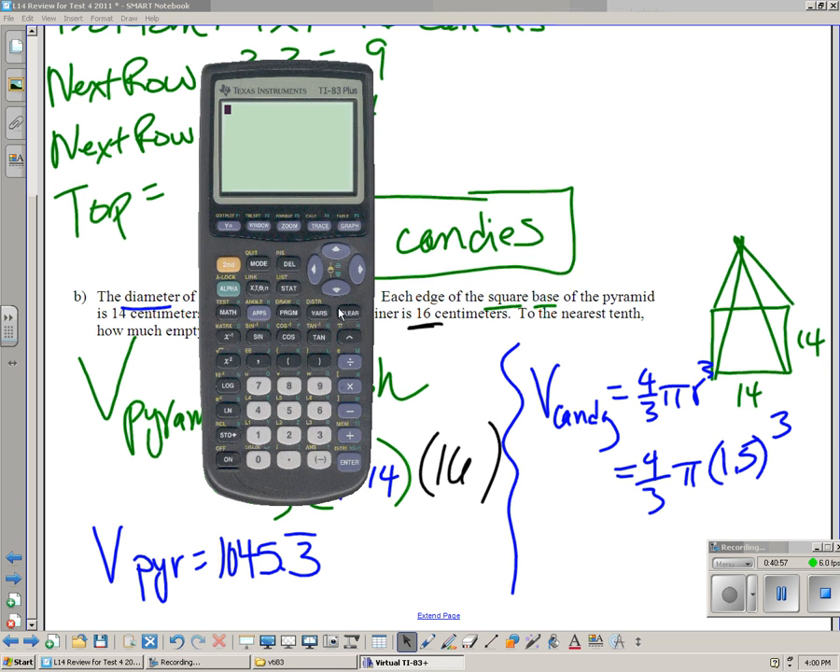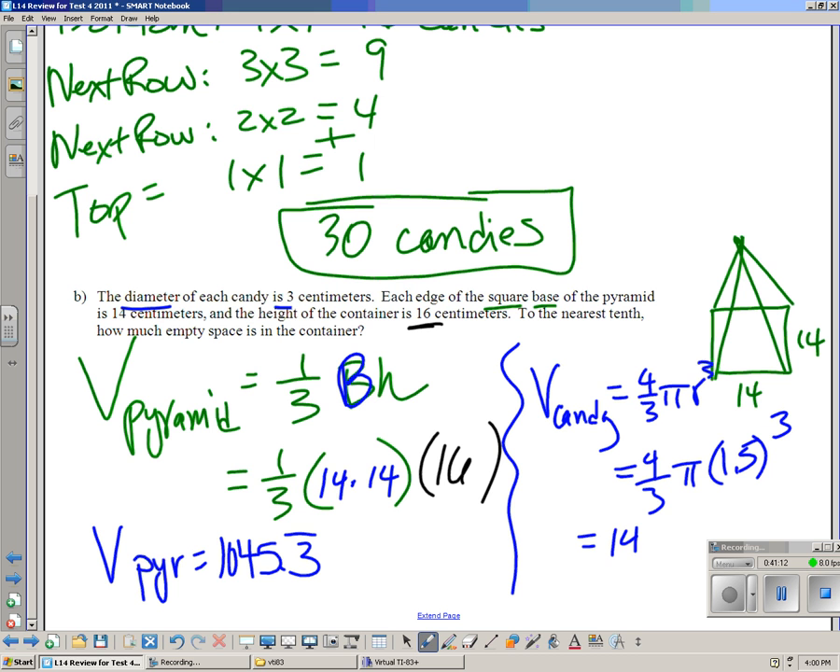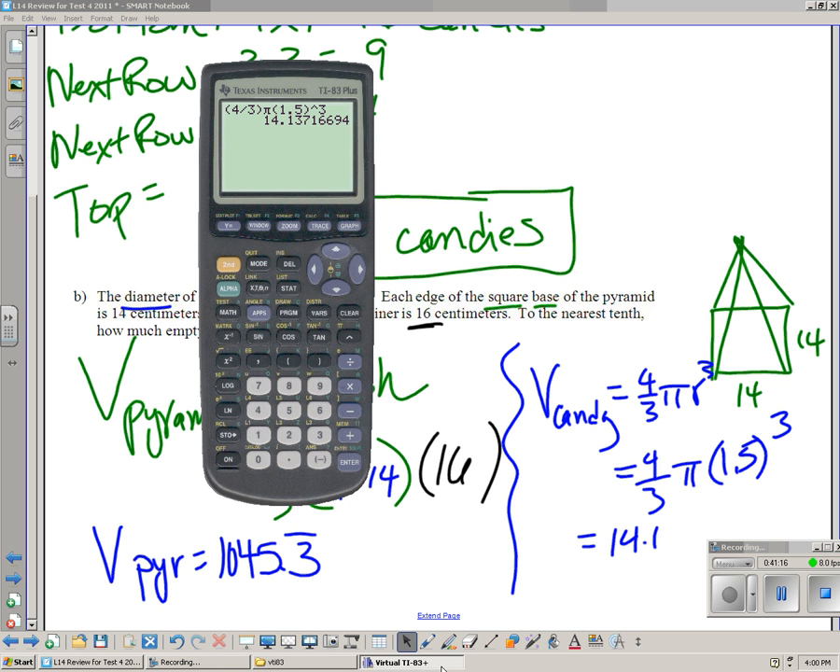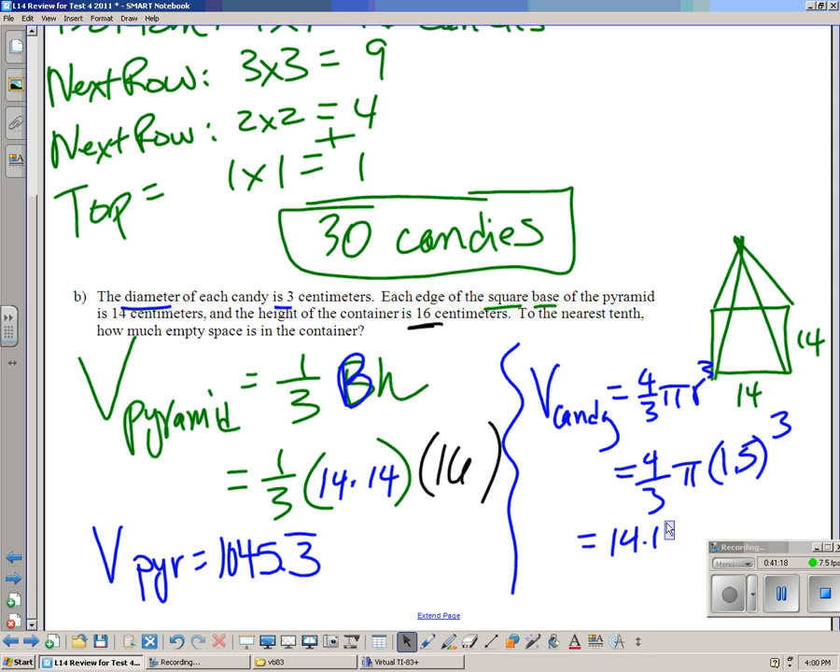Volume of the candy is 4/3 pi times 1.5 cubed. And we get 14.137166694. That's one candy.